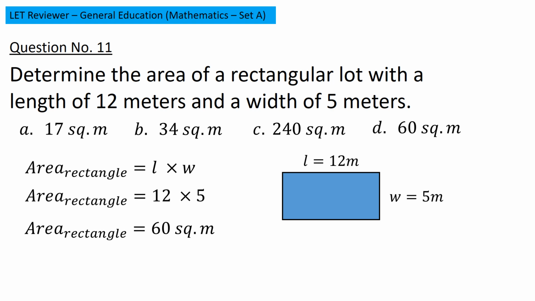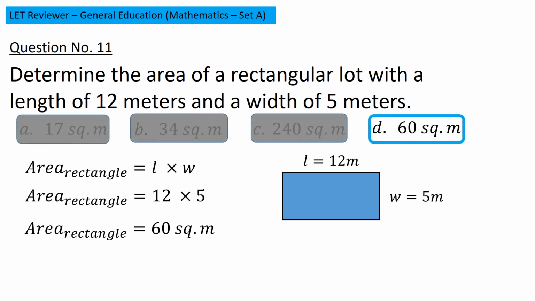Take note na kapag area ang hinahanap, ang unit ay square meters, kung meters ang ginamit na unit for the length. Okay? So that is 60 square meters. So our answer is D, 60 square meters. So I hope you got this one right. And sana okay pa kayo dyan at tama ang mga nakuha ninyong sagot. And let us move on with our next question.